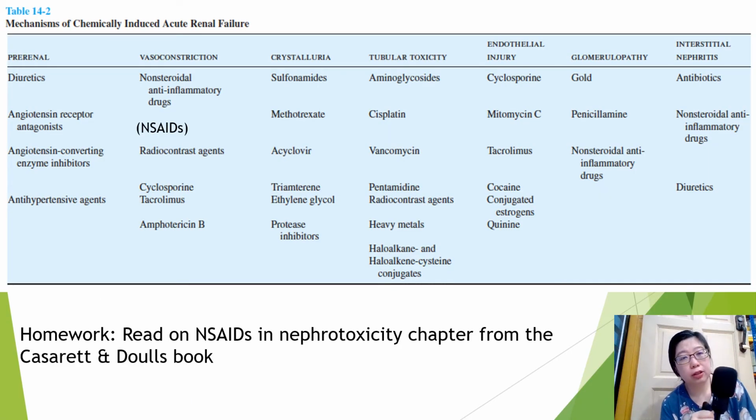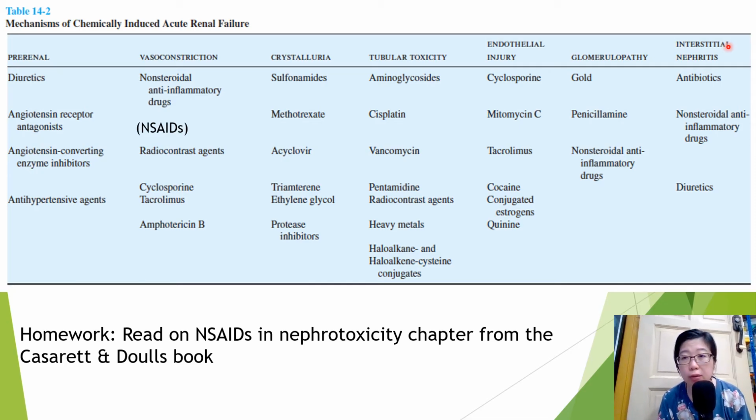Based on the toxicology textbook, these are the list of the different chemicals or drugs that can cause renal failure, or a reduction in renal function, right? Some can act more on the filtration, some on different processes. For example, some on the pre-renal side, some on the vasoconstriction side, crystalluria, tubular toxicity, endothelial cell injury, glomerulopathy, i.e. there's some inflammation, and also nephritis, another inflammation as well.